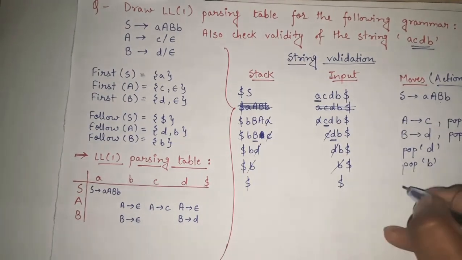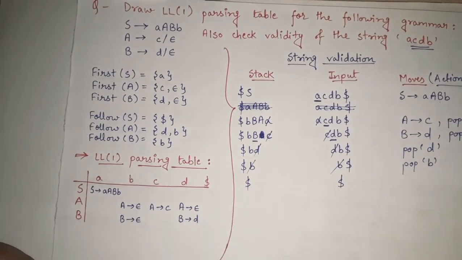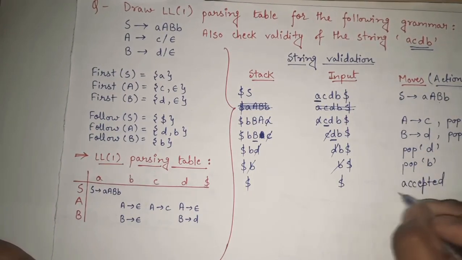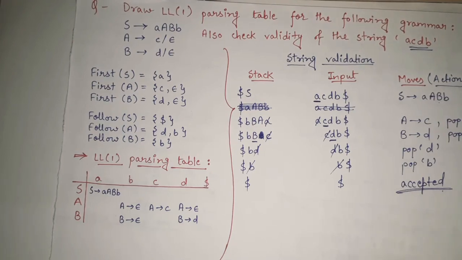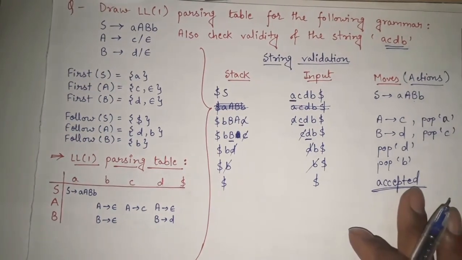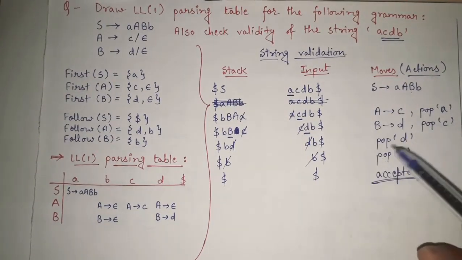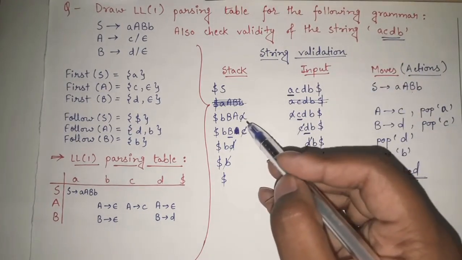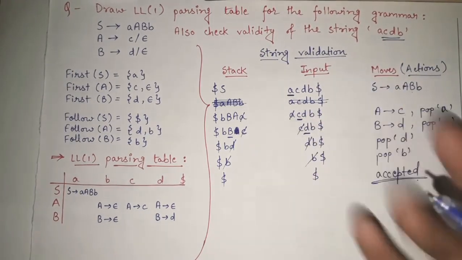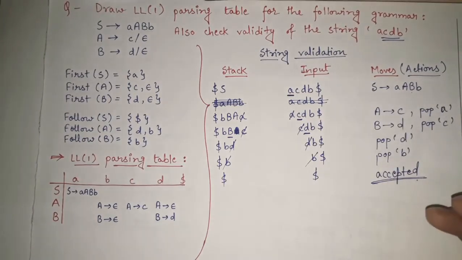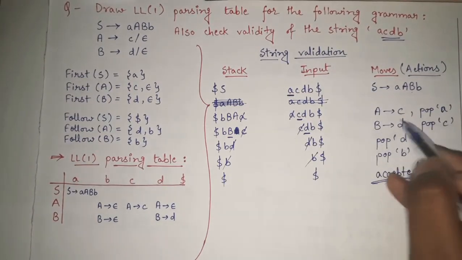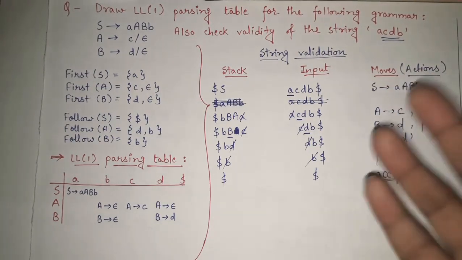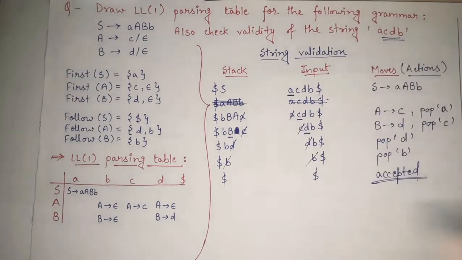So my final state is there. As we have only $ in both the cases, I can say that my given string, that is acbd, is accepted by this grammar. Fine. So this is that simple to do. But as I told, I have merged two steps here. You can do them one by one. In the first step you can show only the replacement, and in the second step you can show the pop. Like this, you will get 2 more steps, but we have done it in shortcut. This is also fine. It's just that your understanding should be clear.